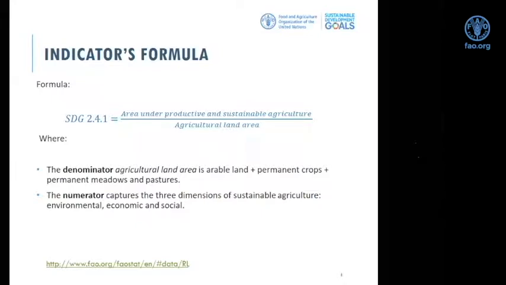So let us focus on the denominator first. The agricultural land area is a well-known and established concept, and it is usually collected by statistical bodies in the countries and compiled internationally via a questionnaire by FAO, and is disseminated through FAOSTAT, which is our data dissemination platform. The issue is obviously with the numerator of the formula. How do we measure area under productive and sustainable agriculture? What is clear from the description of the target, which I showed you on the previous slide, is that we have to look at sustainability across its dimensions, that is economic, social, and environmental. Meaning the agricultural area under productive and sustainable agriculture will be the area of those farms that satisfy the sustainability criteria for all the sub-indicators selected across the three dimensions of sustainability.